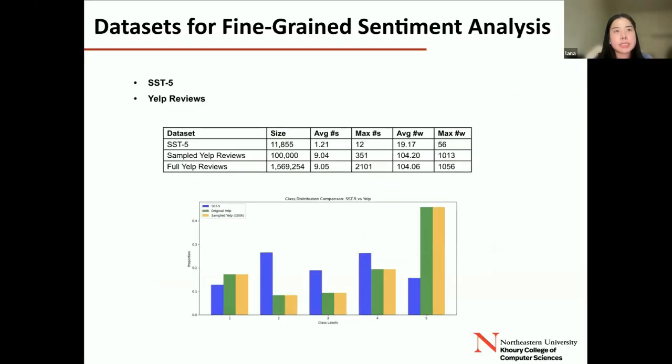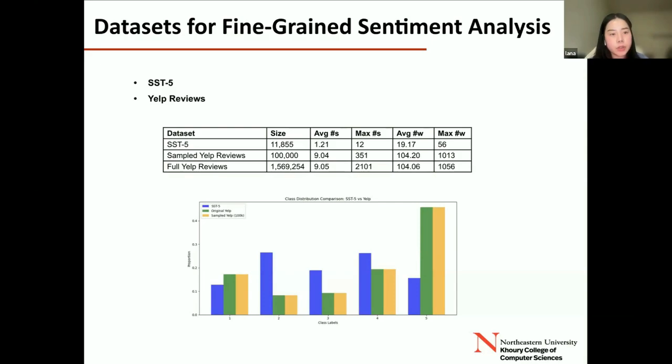And next, I'll talk about the datasets used for the fine-grained sentiment analysis task. First, we use SST-5, or the Stanford Sentiment Treebank with 5 classes. The complete size of the dataset is about 11,855 sentences, averaging about 19 words per entry. These often use very nuanced language, and they are only at the sentence level.